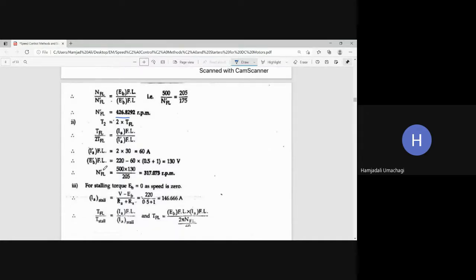So we know that for a DC shunt motor, torque is directly proportional to what? Armature current, because flux is constant. So T is directly proportional to Ia. Using that equation, first torque is directly proportional to IaFL, whereas on adding the resistance, torque becomes 2 times TFL, and the corresponding current is Ia dash FL. So from what we have already calculated, Ia dash FL is equal to 2 times 30. Why? Because TFL is the same. Then what is remaining?